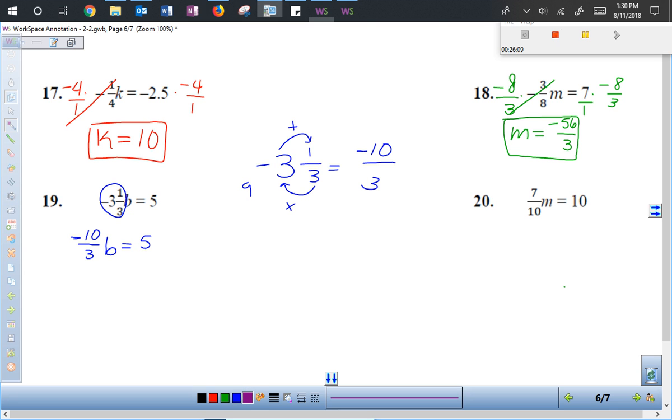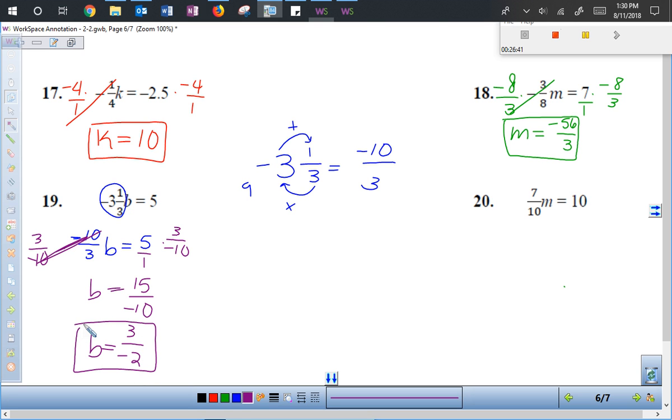Now we can multiply each side by the reciprocal, 3 over negative 10. We know that these cancel out, leaving us with b. We want to make sure this is a fraction of 5 over 1. 5 times 3 is 15. 1 times negative 10 is negative 10. And then we need to simplify. Both 15 and 10 have a 5 in common. So 15 divided by 5 is 3. Negative 10 divided by 5 is negative 2. And b equals negative 3/2.